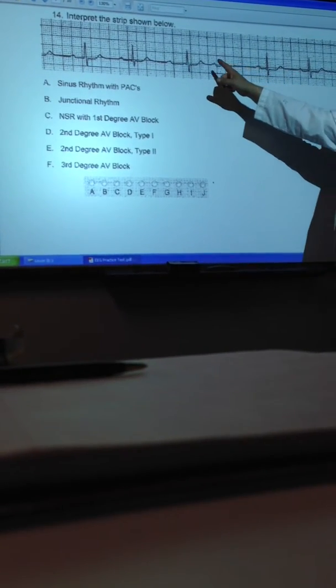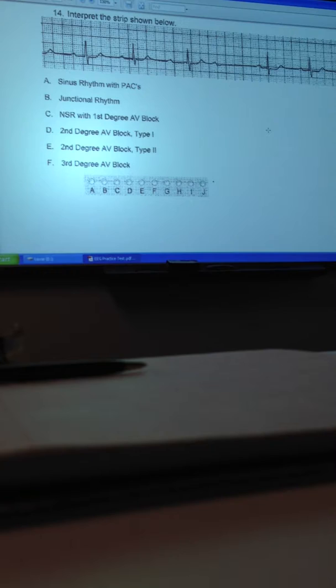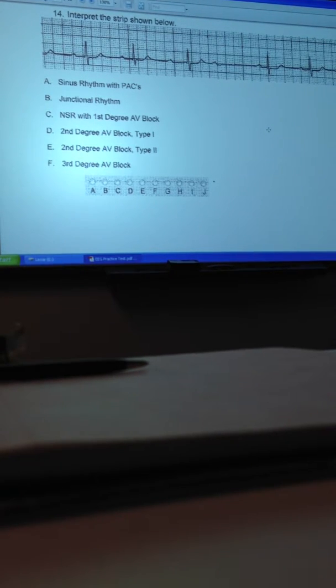Type 2 is, the PR interval is not going to get longer and then drop. Your PR interval will be consistent in a type 2, but you're going to have more P's than QRS's. In type 2, you have more P's than QRS's. You will have a constant PR interval, okay? But you got more P's than QRS's. In a type 1, your PR is getting longer, then drops. In a type 2, you got consistent PR intervals, but you got more P's than QRS's.